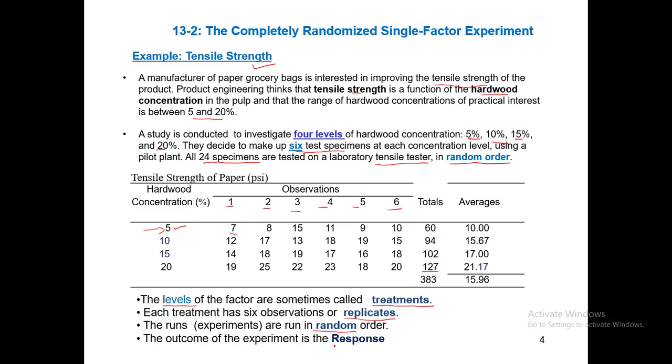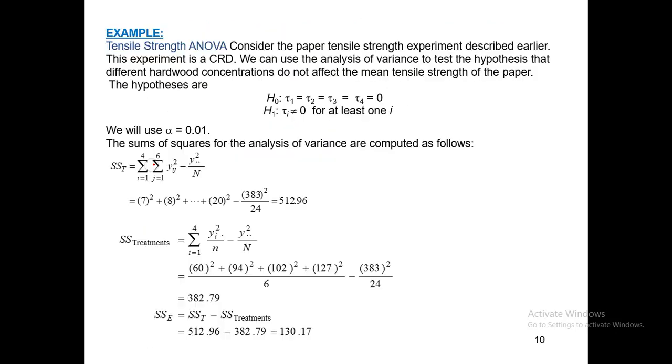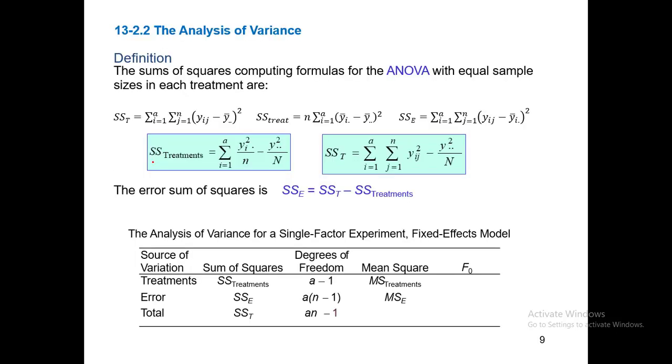The outcome of the experiment that has been measured, which we are interested in, is the tensile strength, and that is our response variable. To solve the problem, we have to use these two formulas: the sum of squares of the treatment and the sum of squares of the total. This T means total. Now what's the formula? We start from the simplest one. This N means the overall data points. We have a total of 24 observations, so we can write 24 here and 24 here.